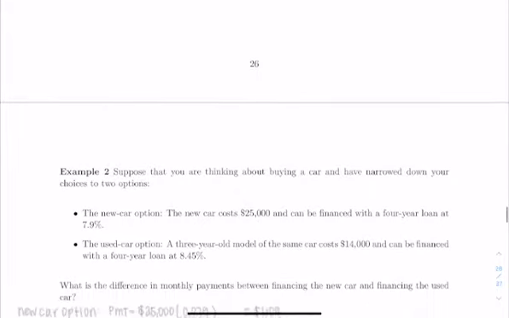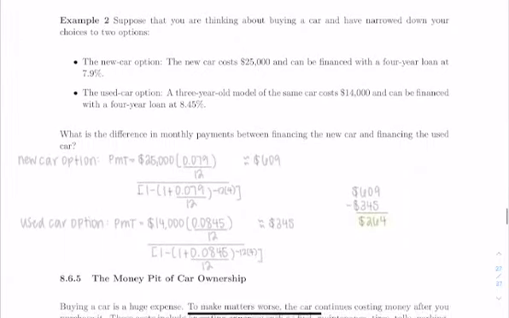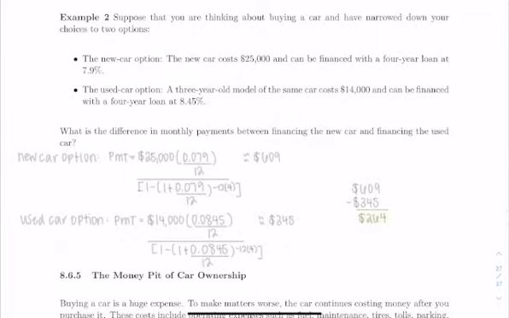So for example number 2, let's suppose that you're thinking about buying a car and have narrowed down your choices to 2 options. The new car option, which costs $25,000 and can be financed with a 4-year loan at 7.9%, and the used car option, which is a 3-year-old model of the same car that costs $14,000 and can be financed with a 4-year loan at 8.45%. What is the difference in monthly payments between financing the new car and financing the used car?